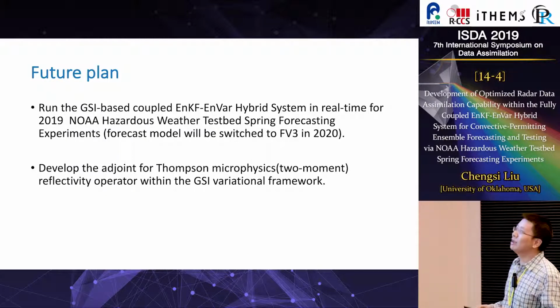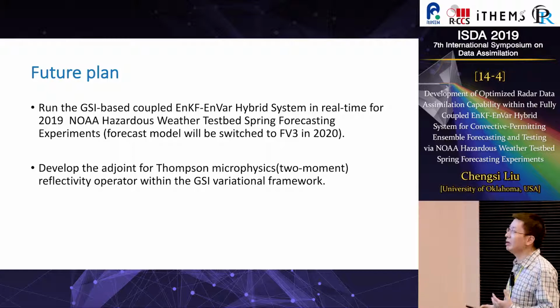For the future plan, we will run the system this year for the operational HWT spring experiment, and next year we will switch to the FV3 model. We are also developing the adjoint for the Thompson microphysics scheme reflectivity operator within the GSI variational framework. Okay, that's all I have.